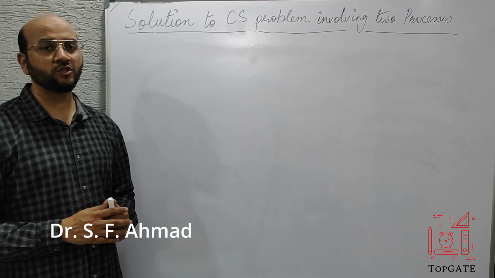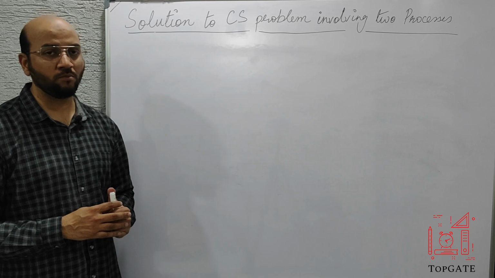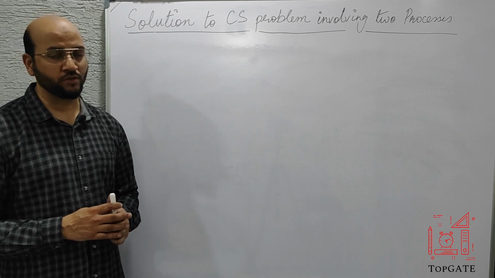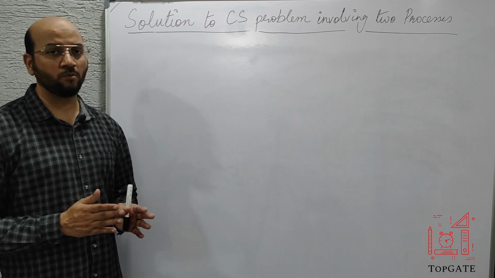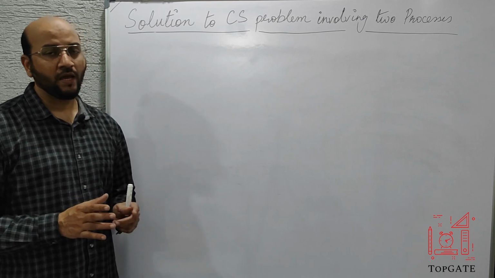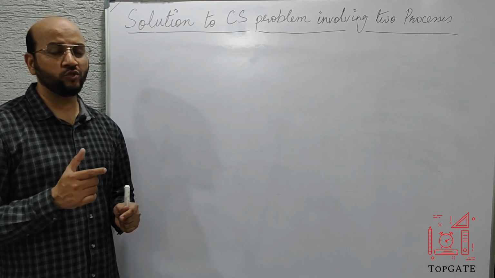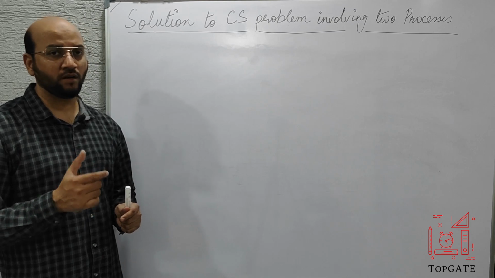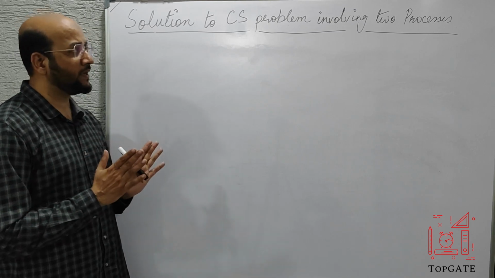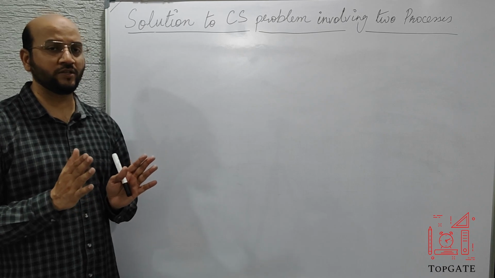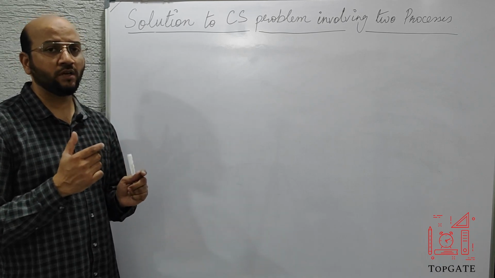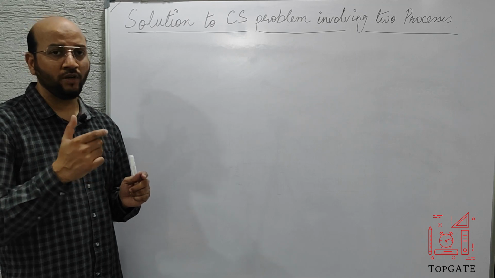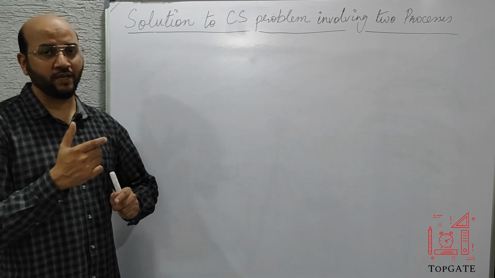In this video, I'll discuss one more solution to the critical section problem involving two number of processes. In the previous lecture, we have seen the solution to the critical section problem involving two processes only. And in that one, we have used a simple shared variable turn. In this one, we'll again see a solution for the critical section problem involving only two processes. But in this one, we will be using a new variable, a Boolean type array type of variable.